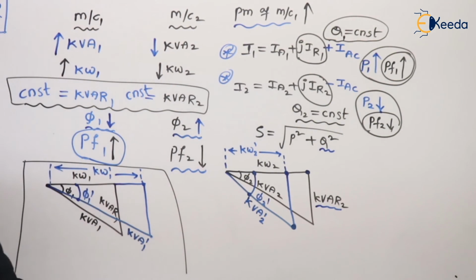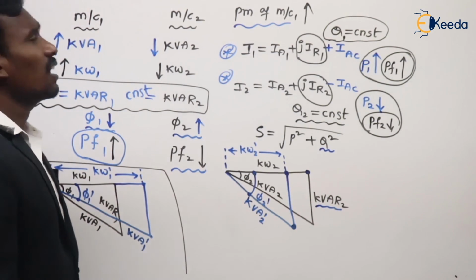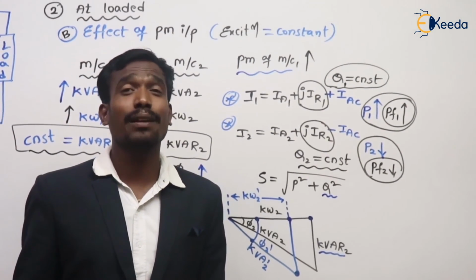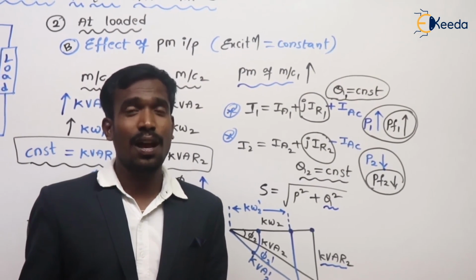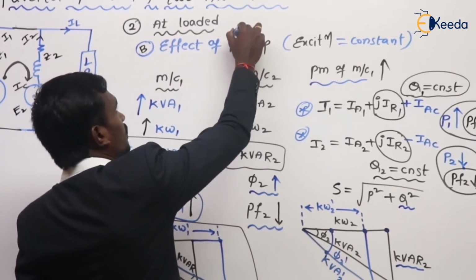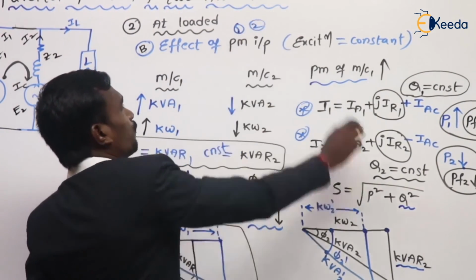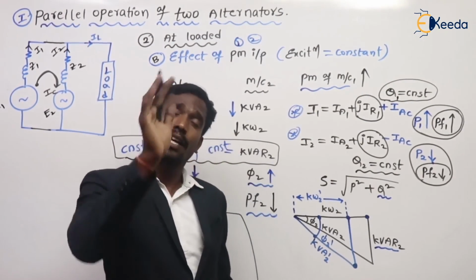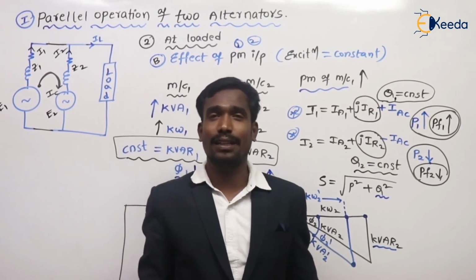This is the question on the effect of prime mover input. Very, very important one. I have given in this video two topics. One is the effect of excitation and the other is the effect of prime mover input. In the first case, the prime mover input is maintained constant. In the other case, the excitation is maintained constant.